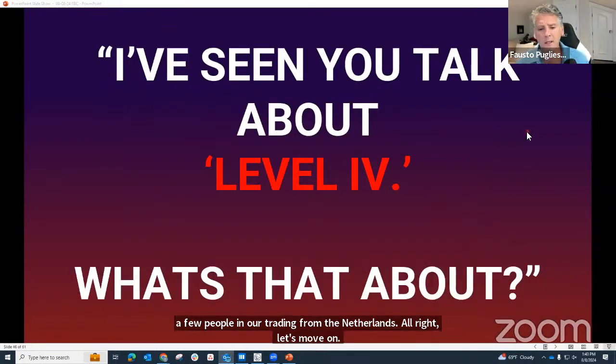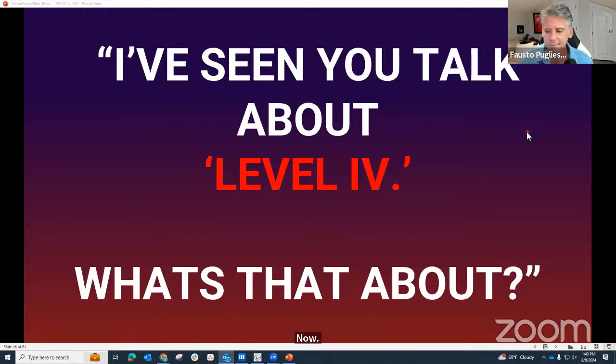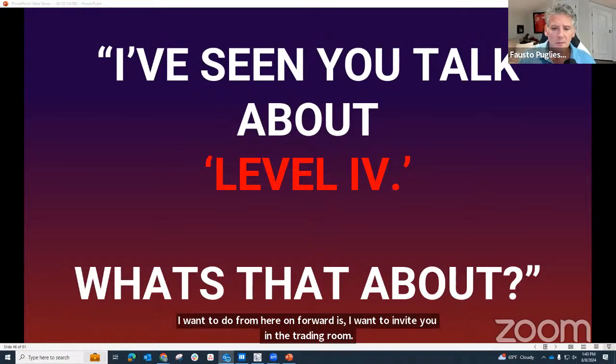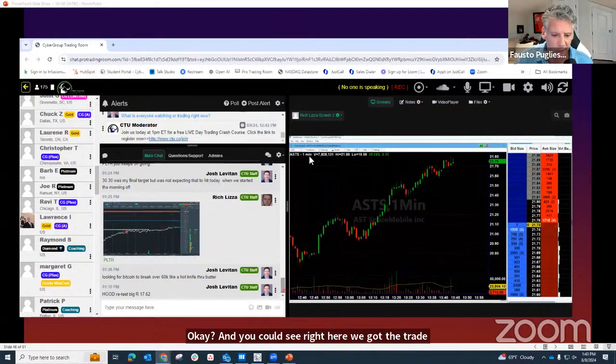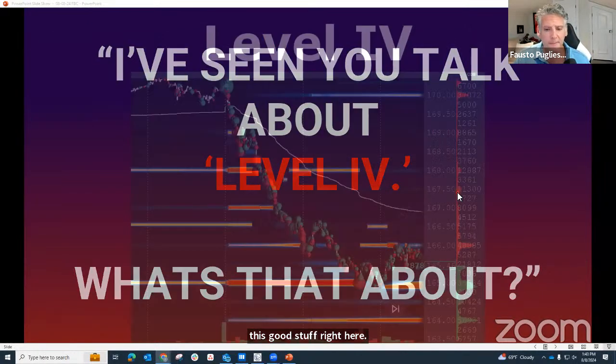Now, there is something called level 4. I'll briefly go over it really quick, but what I want to do from here on forward is invite you into the trading room. This is where you're going to learn for a whole week. You can see right here, we've got the TradeStation, we've got the matrix, we've got the trading room, all this good stuff right here. So I'm going to come back here and let me show you what level 4 is.